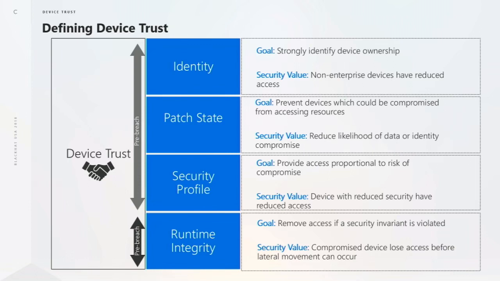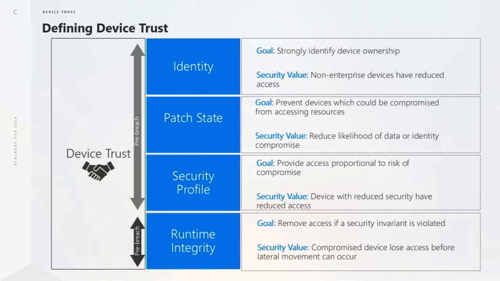The second component, and this is kind of interesting from my perspective, is patch state. So ideally, a part of device trust would say your device is patched, right, mitigating hopefully exploitation and other threats before it gets access to any critical resources.